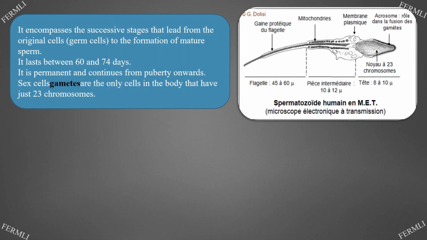It encompasses the successive stages that lead from the original cells, germ cells, to the formation of mature sperm. It lasts between 60 and 74 days. It is permanent and continues from puberty onwards. Sex cells, gametes, are the only cells in the body that have just 23 chromosomes.